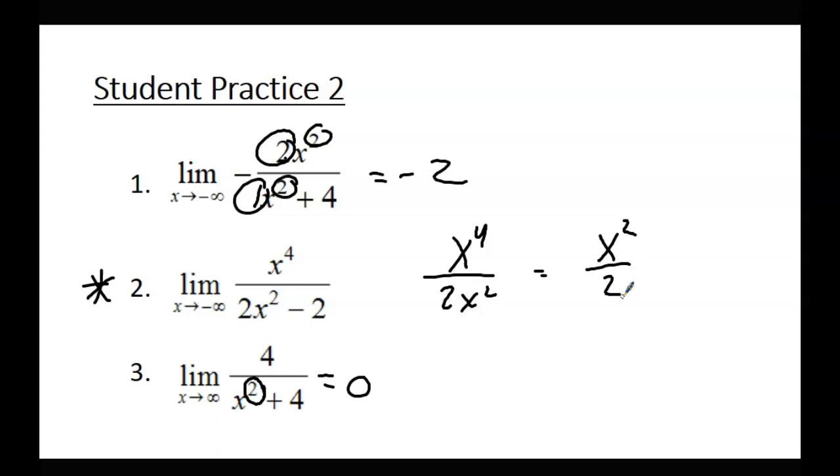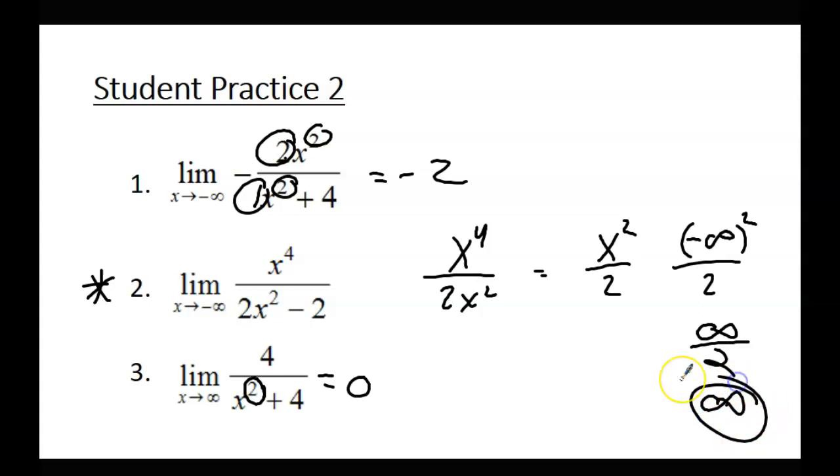Angelisa, what do we do next? Plug in negative infinity. And when you square negative infinity, what do you get, Ashley? And when you divide infinity in half, what do you get, Andy? Well, we have positive infinity because we squared it. So what do you get when you have positive infinity divided in half? Yep. The answer is infinity.